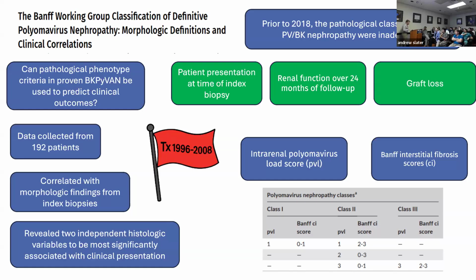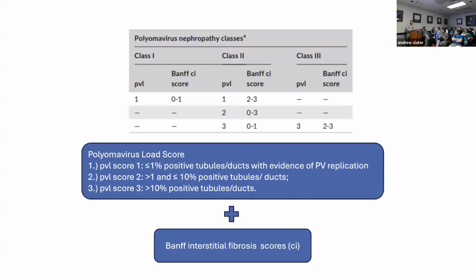I put a red flag there, and this is the red flag that the authors brought up, is that they were looking at kidney transplant recipients that received kidneys between 1996 and 2008. That's a different era, right? And so they knew that, and I'll address that in a second. But before they do that, let's just look at the classes real quick.